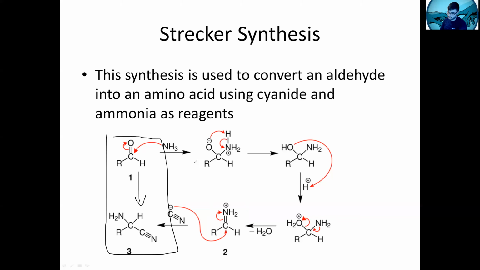That when you add these two reagents, like this, NH3 and CN, essentially this is what you have to know. You get this part. You replace this double bond O with an NH2 and a C triple bond N.